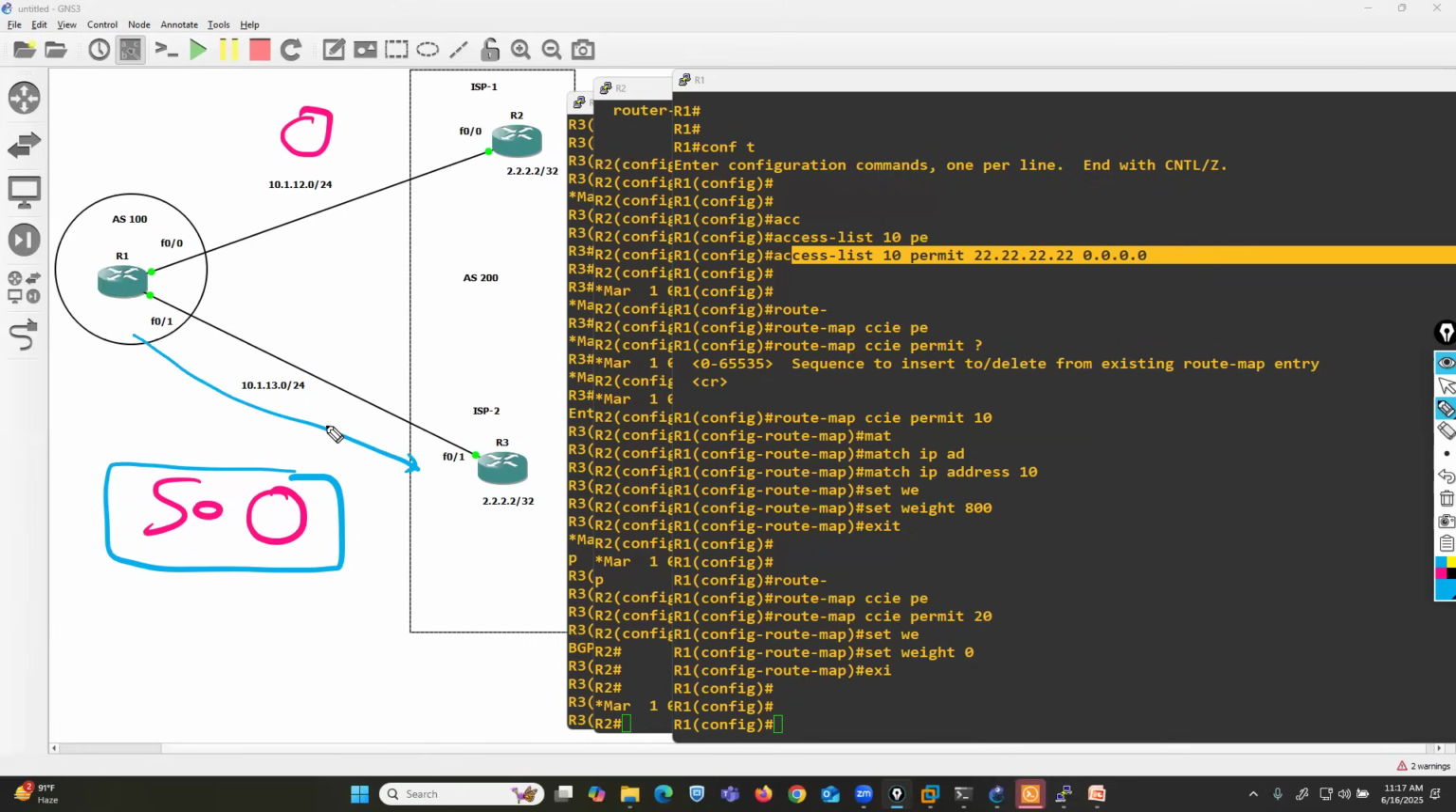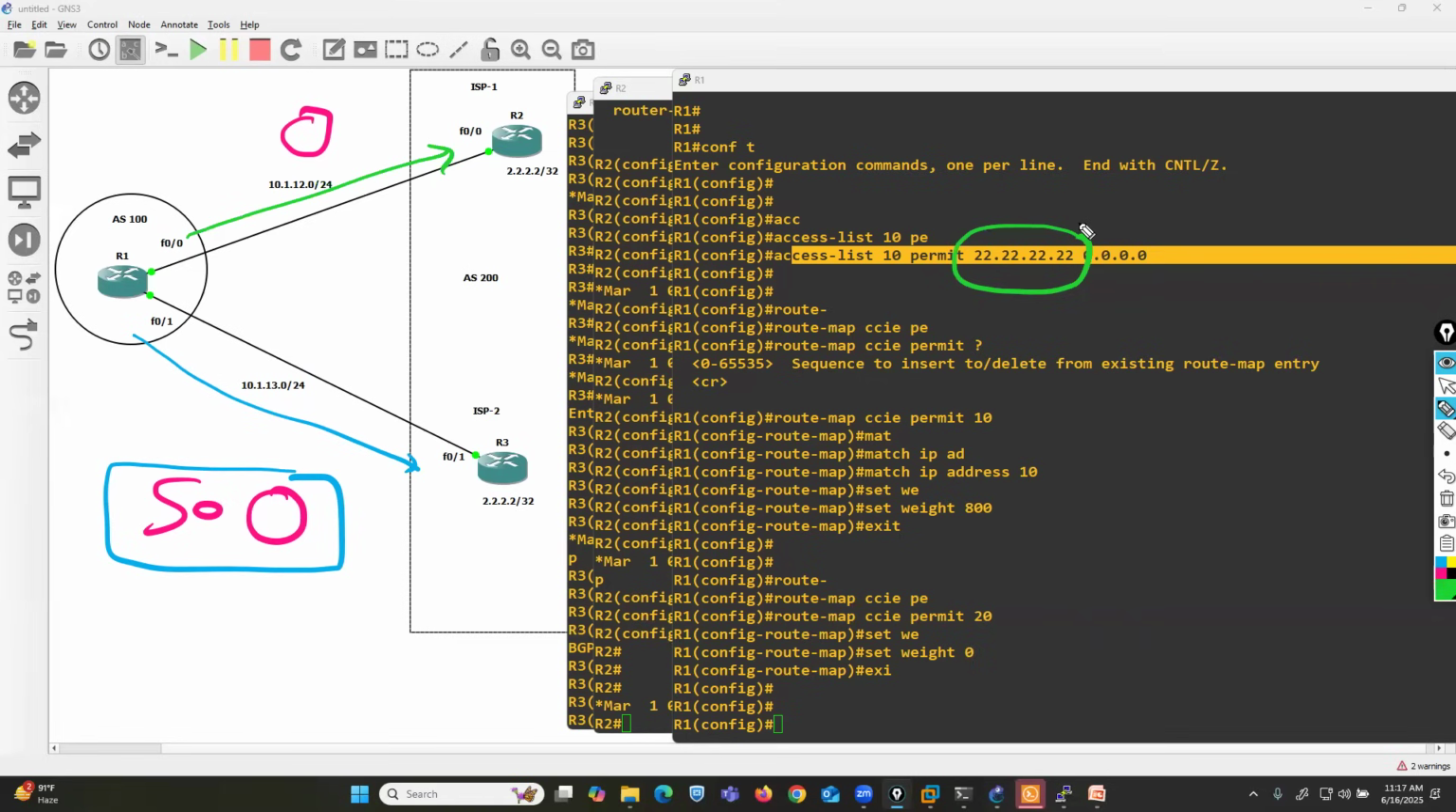We are using BGP, and in BGP we can utilize path selection options. If I'm using the weight attribute, all the routes are coming via 10.1.13.x. I want to utilize 10.1.12.x for this particular destination.